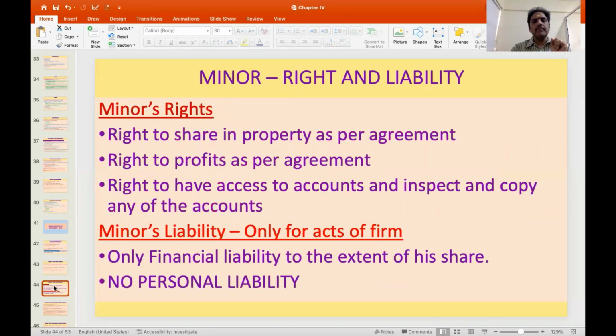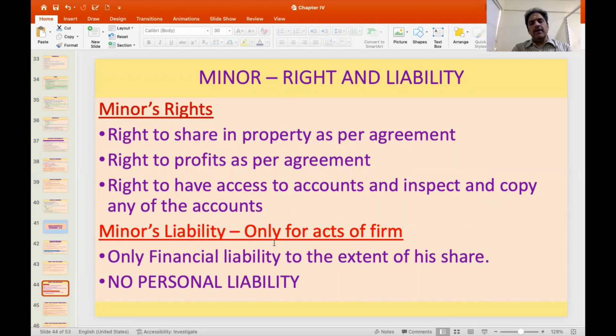So here, what are the minor's rights? He has a right to share in the property as per the agreement, and he has a right to profits as per the agreement. Then he has a right to have access to the accounts and inspect and copy any of the accounts. But this right has to be provided by the existing partners. But if they are not providing, what is the instance? We will have to see the subsequent subsections.